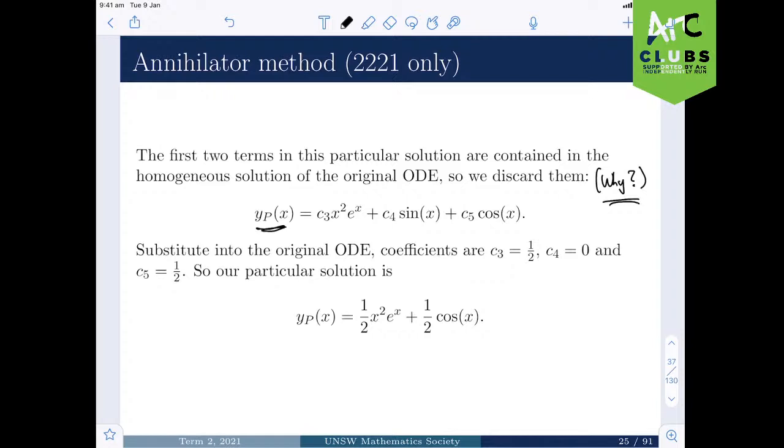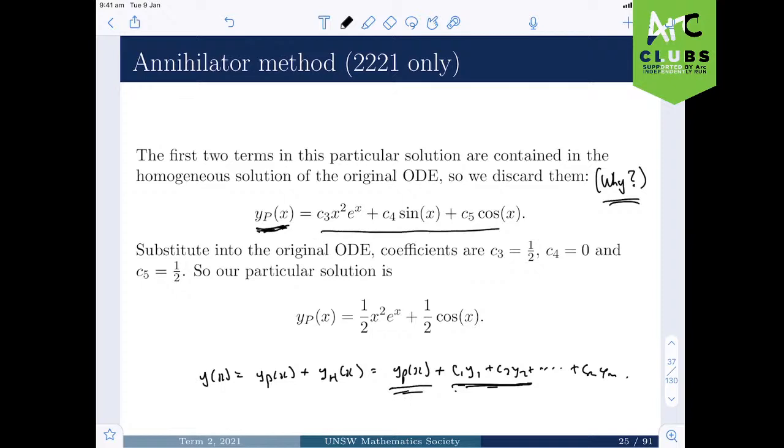Like, if we put this back into the original ODE. Another reason is that the general solution is a particular solution plus the homogeneous solution, which is going to be something like y_p(x) plus c1 y1 plus c2 y2 plus and so on up to cm ym. If we have some of these in here, we can say, without loss of generality, that we can just remove the terms that overlap with the homogeneous solution space, and that makes our lives easier. We don't need to deal with those little terms over here.